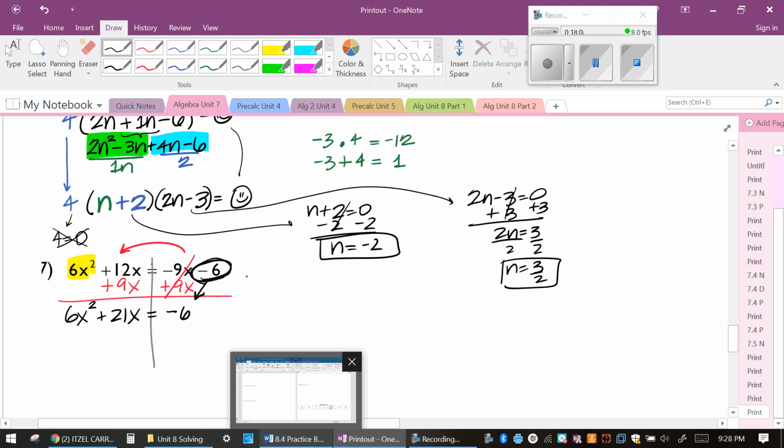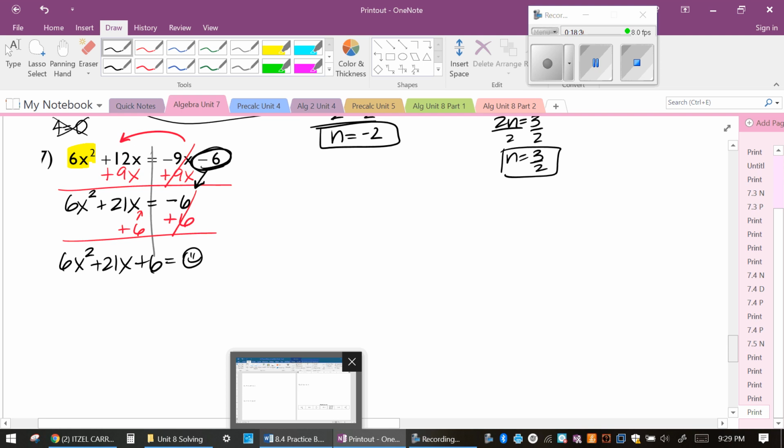Notice there's a subtraction in front of it, so that means that it's negative. To get rid of the negative, you're going to add a 6, and I'm going to squeeze it in here because that's a constant. Make sure you don't combine the 6 with the 21x or the 6x squared because that's a constant term. Now that your quadratic is set equal to 0, you're going to try to factor.